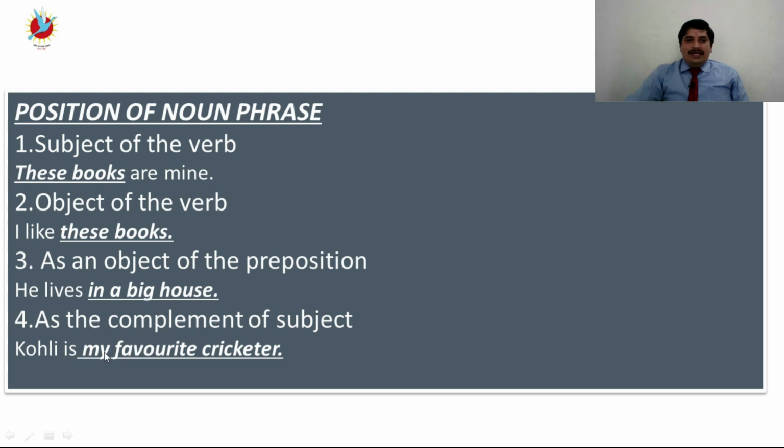The complement means if something is required to complete the sentence, that is known as the complement in the sentence, right? So here if I say Kohli is, the sentence is not complete, the sense is not complete. So therefore my favorite cricketer is the complement of the subject Kohli, right?